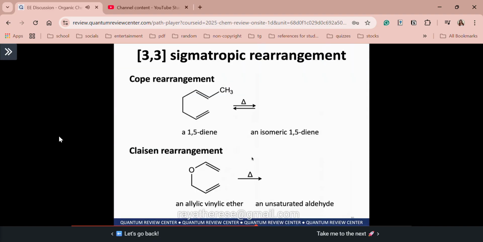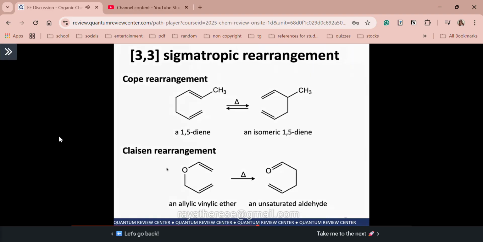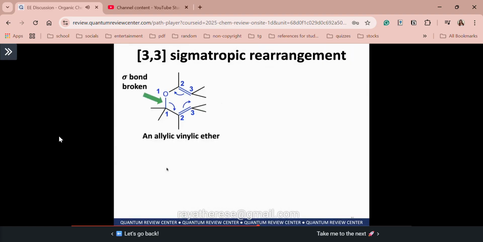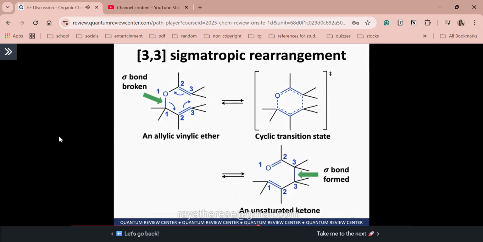So for our next item, this is in relation to your sigmatropic rearrangement. So we have Cope and Claisen rearrangement. We discussed this in the crash course for this particular discussion class. Ayan, Cope, 1,5-diene; Claisen, meron tayong allylic vinylic ether. And here class, again, meron tayong irreversible. Okay, pag allylic vinylic ether, meron tayong irreversible, of course, reaction, for our formation ng unsaturated ketone.